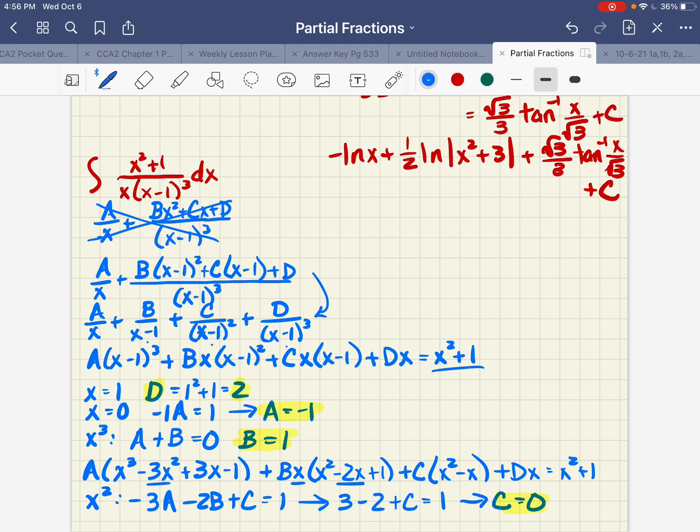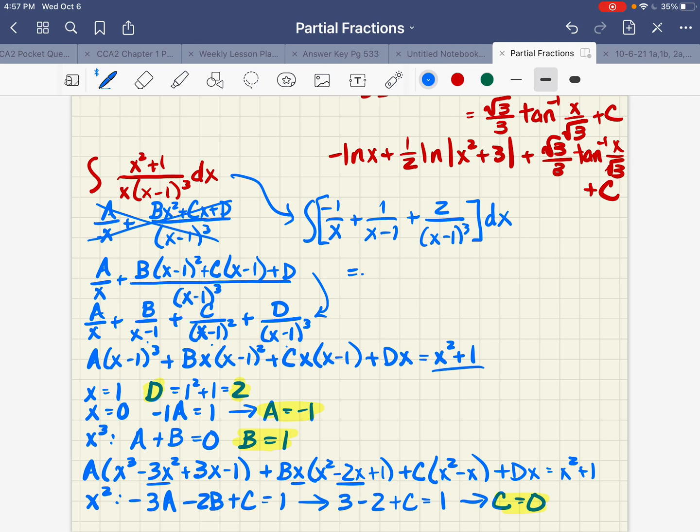All right, let's go up here and change our integral then. So this becomes the integral of a was negative 1, so negative 1 over x, plus b was 1, over x minus 1. c was 0, so no anything over x minus 1 squared, but d was 2. I really hope I haven't made a mistake on any of these. There we go. Okay, the good news is there's no trig sub needed. Yay! We can actually just find the antiderivative of all of these.